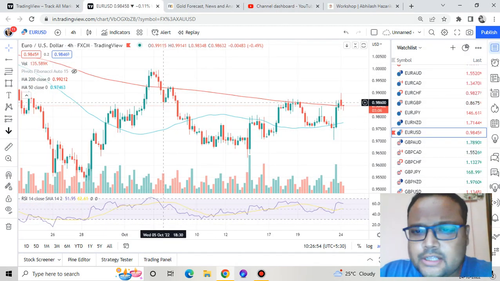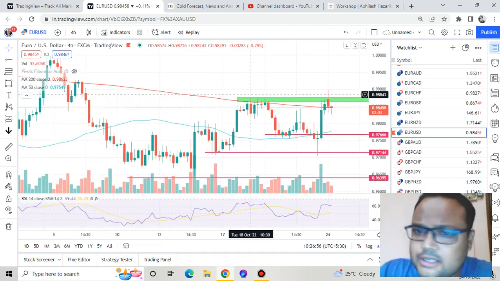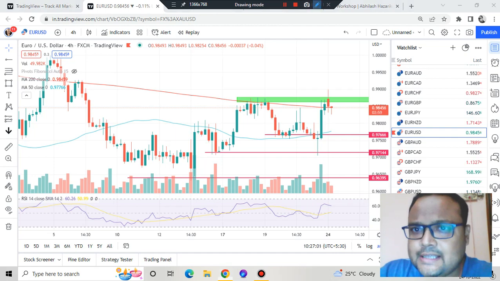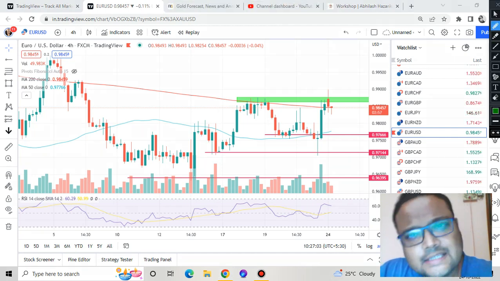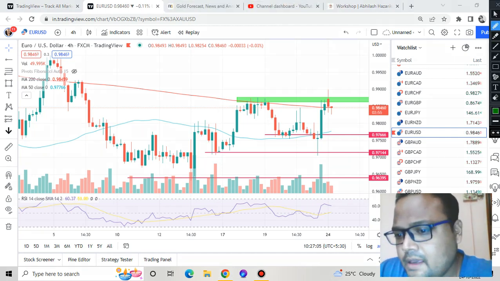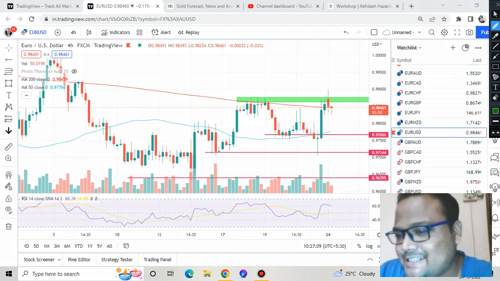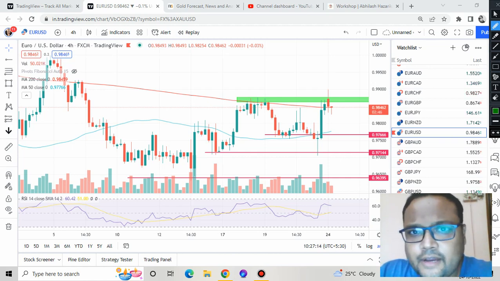Now let's have a look at the chart of Euro dollar. On the chart of Euro dollar, nothing has changed. Levels are still very much intact, but listen to me carefully. If you already have taken a sell position as per our last discussion on Saturday, then you can stay in the trade. No need to exit right now.